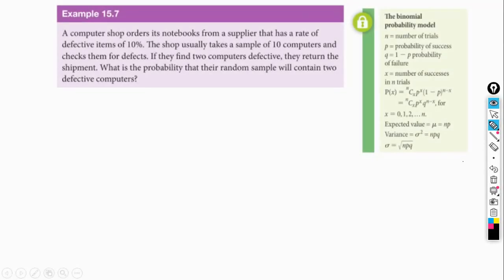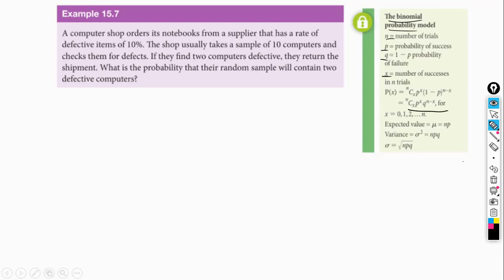Now, before we continue, I don't want you to forget something important here. We have the binomial probability model or function. N is the number of trials, P is the probability of success, Q is 1 minus P, or the probability of failure, X is the number of successes in N trials, and here is the formula.